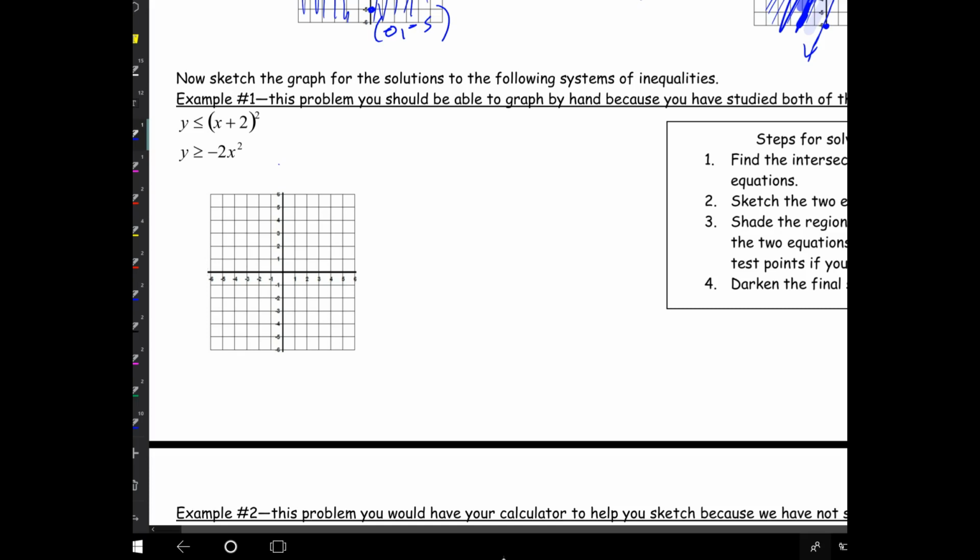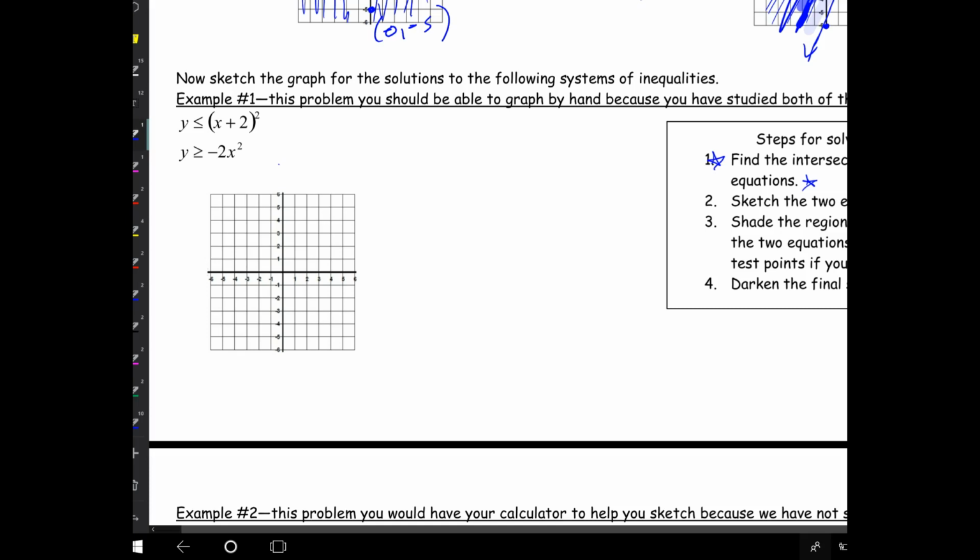Step 1, you want to see if the two equations intersect, because that's going to help you visualize what points are important points of the graph. So step 1 is to find the intersection of the two equations to see if they touch. Step 2 is to sketch the two equations as if there was an equal sign, then shade the regions based off of what you know for inequalities, and then darken the final solution where they overlap.